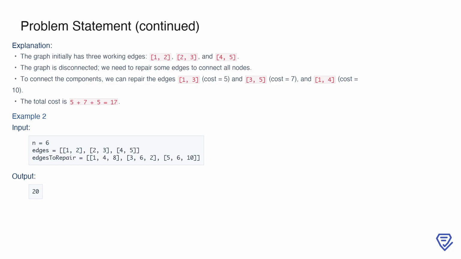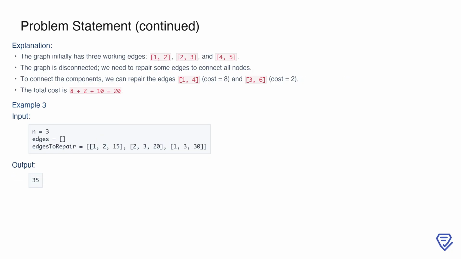The graph initially has 3 working edges, 1-2, 2-3, and 4-5. However, the graph is disconnected, as there are 2 separate components. To connect all nodes into a single component, we need to repair some of the broken edges. The optimal choice is to repair the edges 1-3, with a cost of 5, 3-5, with a cost of 7, and 1-4, with a cost of 10. Adding these repair costs together gives us a total of 5 plus 7 plus 5 equals 17, which is the minimum cost required to connect all nodes.